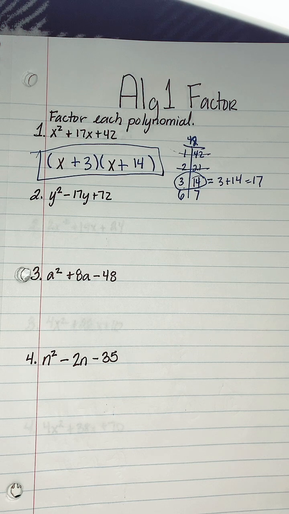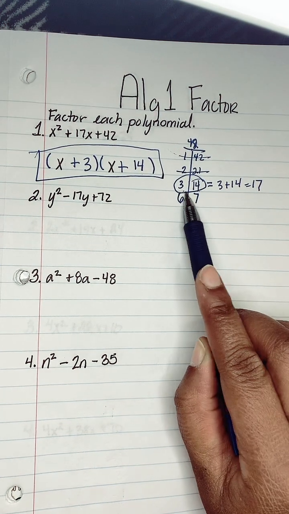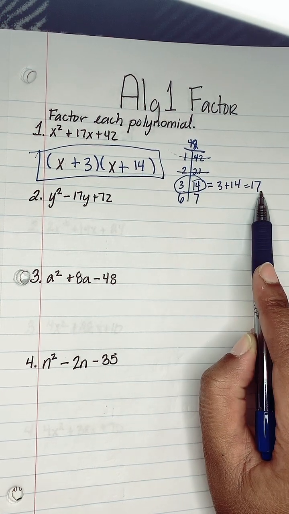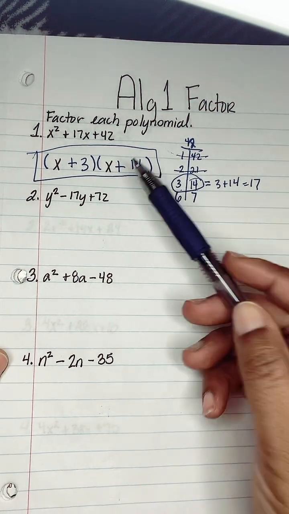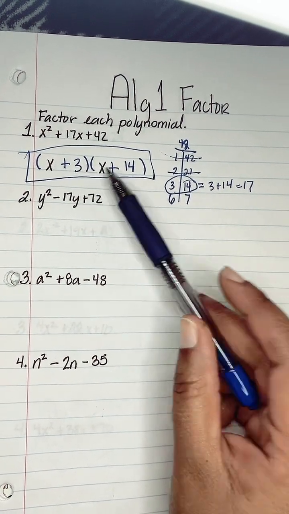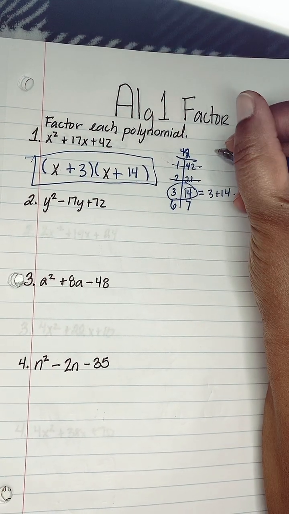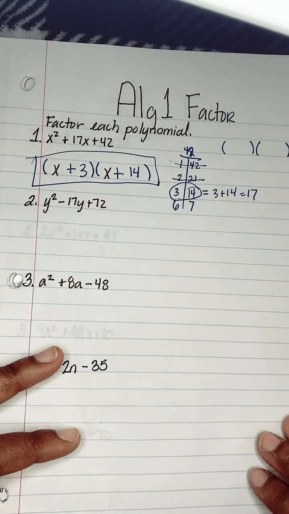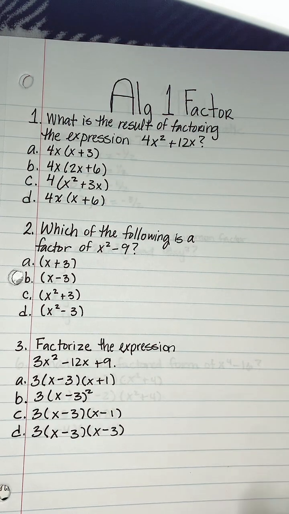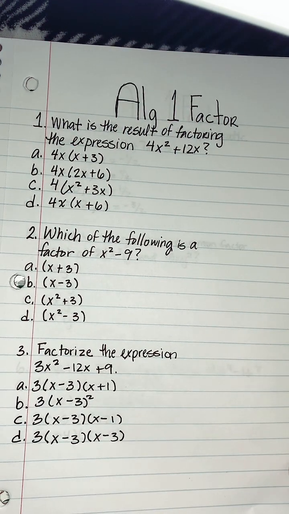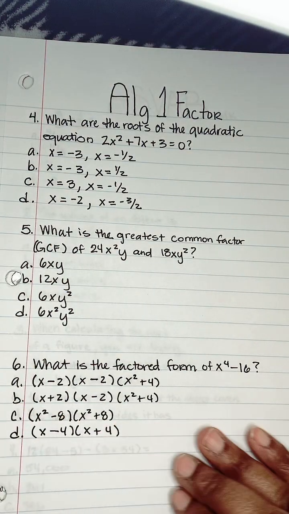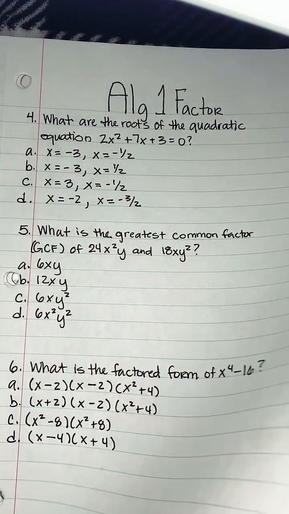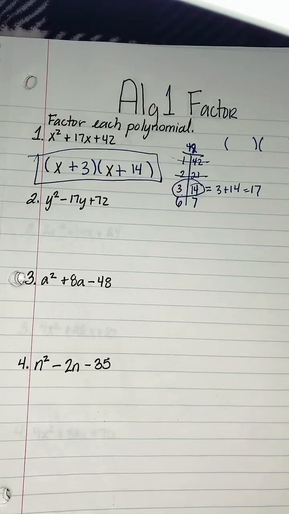Okay, good. What about the 17x? Well, we got the 17x because we said 3 plus 14 gets us 17. This is a great question, so let's talk about this. How do we know we got 17x? When you have a multiple choice test, and most standardized tests are multiple choice, I always teach my students how to check.